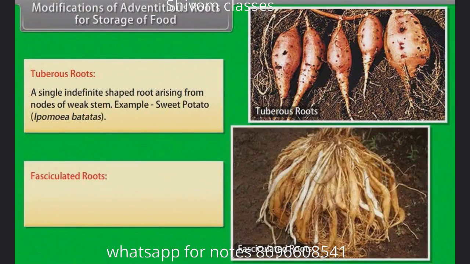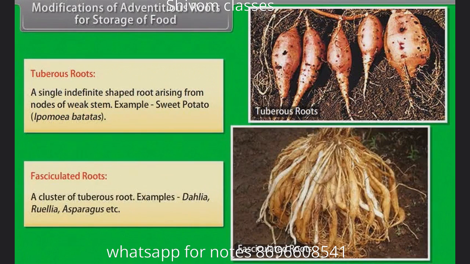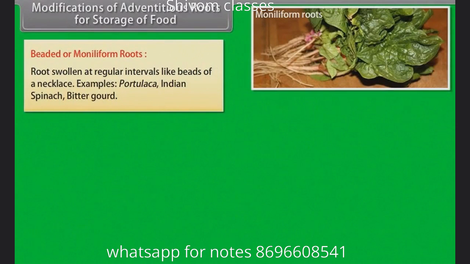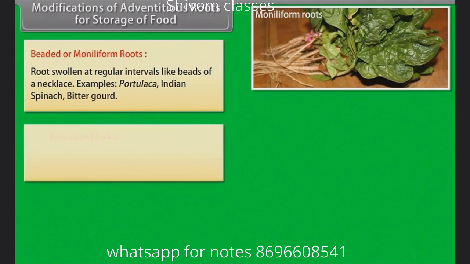Fasciculated roots. A cluster of tuberous root. Examples: dahlia, Zeolia, asparagus, etc. Beaded or moniliform roots. Roots swollen at regular intervals like beads of a necklace. Examples: portulaca, Indian spinach, bitter gourd.